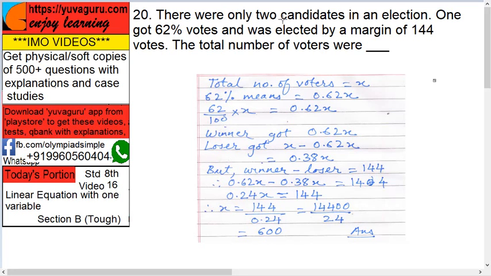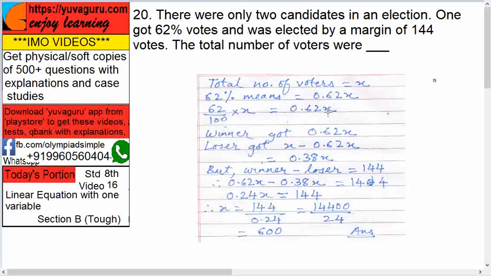Okay, so let the total number of voters be X. Now someone, let's say A, got 62%. So 62% means what? 0.62 into X, right? Percent means 62 upon 100. See here, I have shown it over here. 62 upon 100 into X. That's the meaning of 62% of X, right?